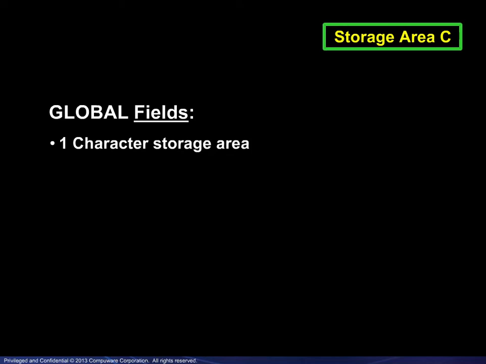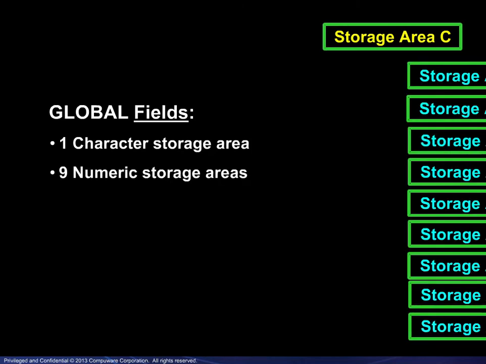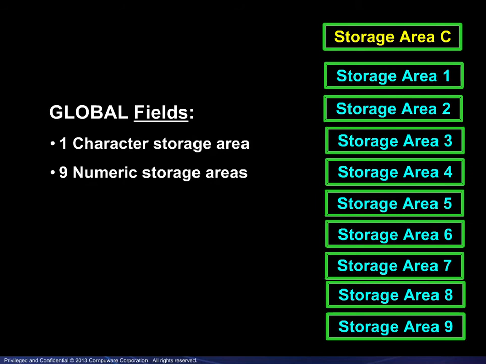We begin by describing the global fields, which are simply storage areas. There is one area to store character data. There are 9 areas to store numeric data, and these may be used in calculations.